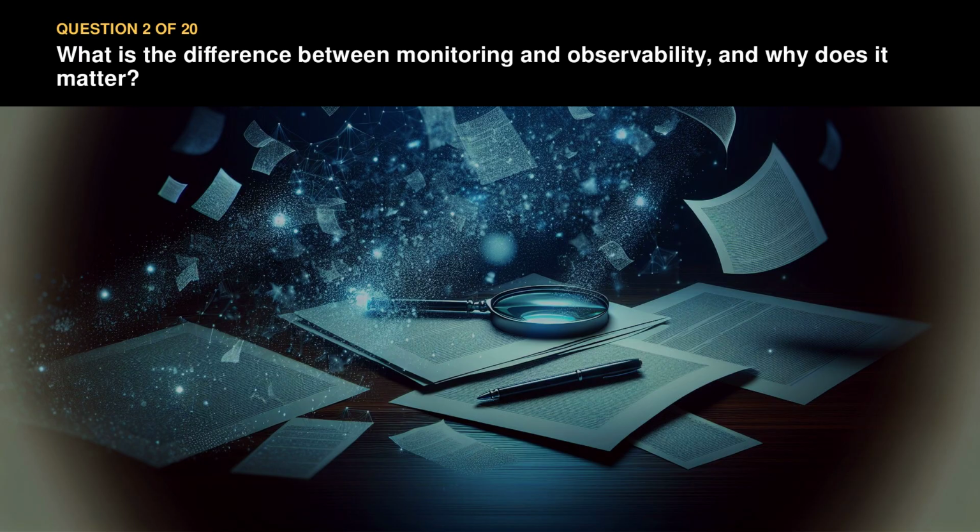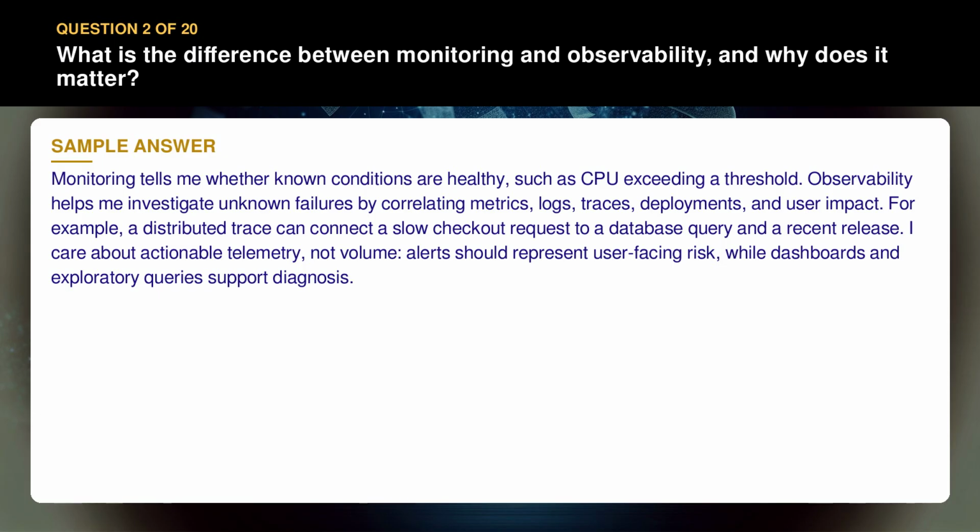Question 2. What is the difference between monitoring and observability, and why does it matter? Monitoring tells me whether known conditions are healthy, such as CPU exceeding a threshold. Observability helps me investigate unknown failures by correlating metrics, logs, traces, deployments, and user impact. For example, a distributed trace can connect a slow checkout request to a database query and a recent release.